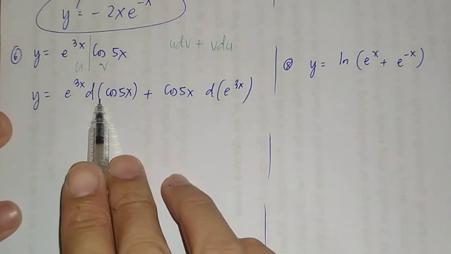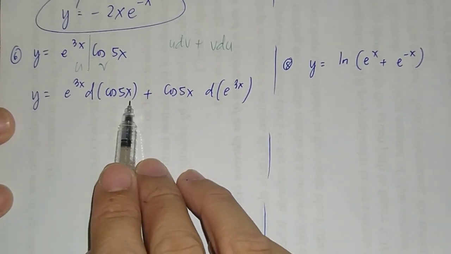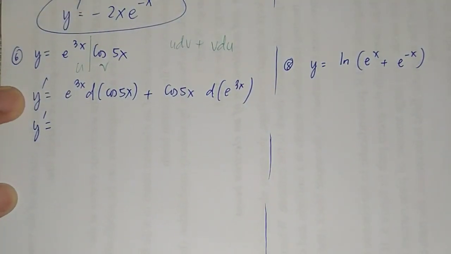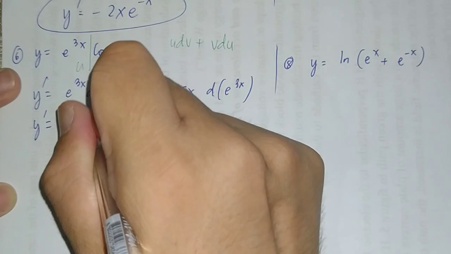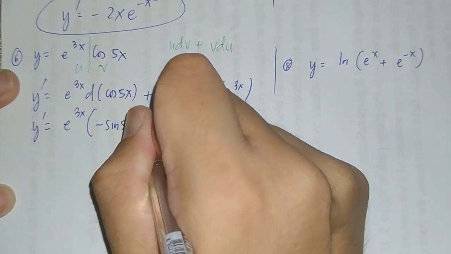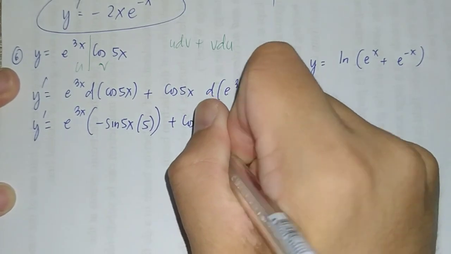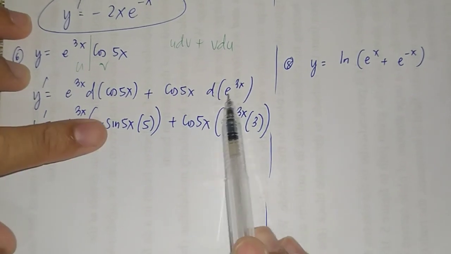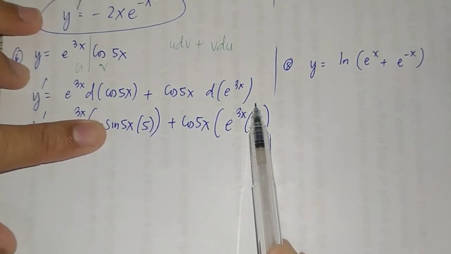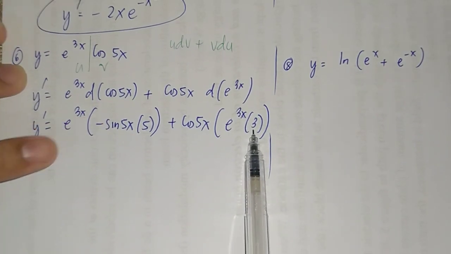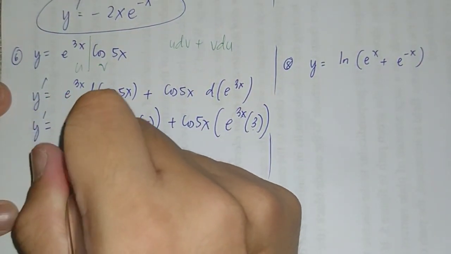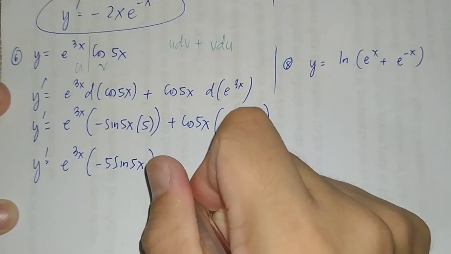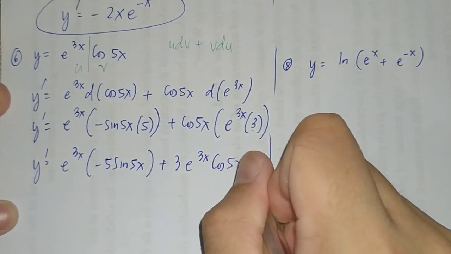So, taking its derivative ng cosine is negative sine 5x times 5. So, your y prime here, this is prime na pala. So, y prime here is e to the 3x times negative sine 5x times 5 plus cosine 5x times e raised to 3x multiplied by the derivative of 3x. Kasi ang derivative ng e to the u is e to the u du, derivative of 3x is 3. So, simplifying that further, this is e to the 3x times negative 5 sine 5x plus 3 e to 3x cosine 5x.